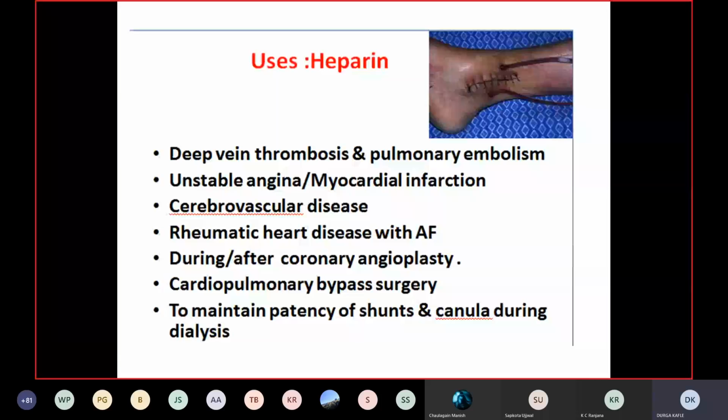So whenever there is a blockade in the coronary artery, in that condition we can give heparin during the coronary angioplasty and also after angioplasty. And after cardiopulmonary bypass surgery also, we have to give heparin for prophylactic therapy, to maintain patency of the shunt and cannula during dialysis. During dialysis, to prevent any blocking in the cannula, we can give heparin to maintain the patency of the tube.